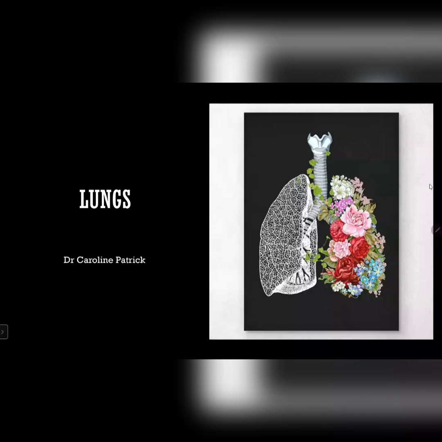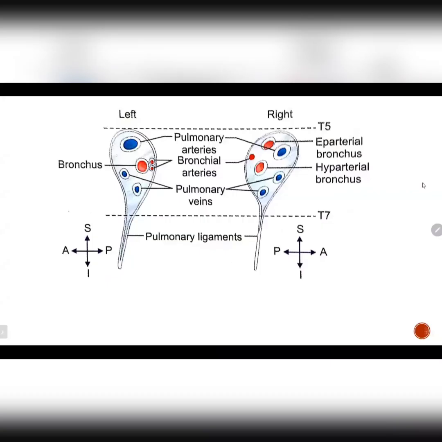Anatomy of lungs. We had dealt with the topic up to the relations of the medial surface of right lung. So today we'll be starting with the relations of medial surface of the left lung, and then we'll do a few more extra points to just complete this topic. So first we'll just have a small revision about the structures at the hilum of right and left lung.